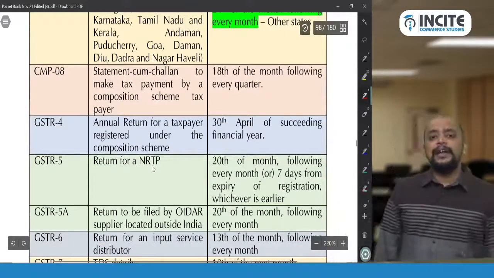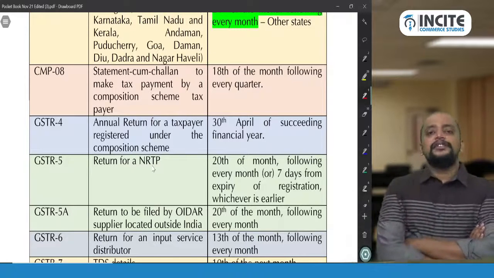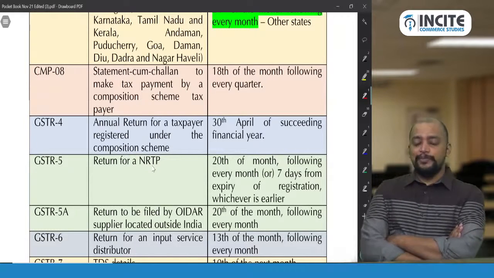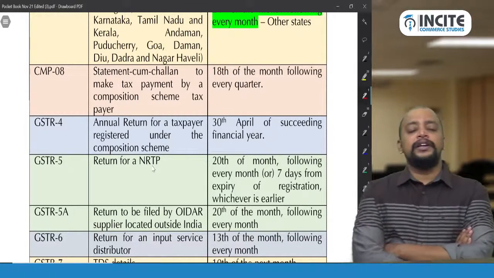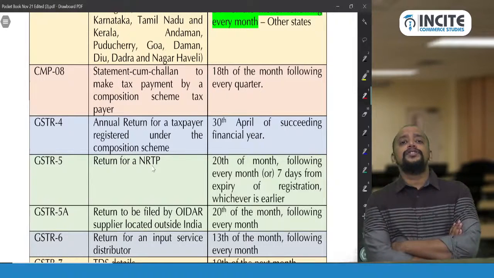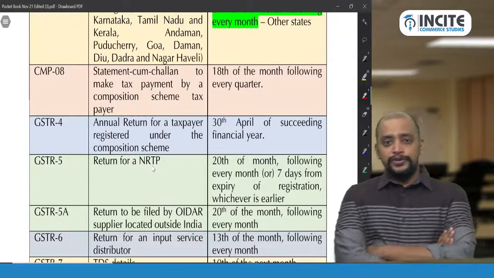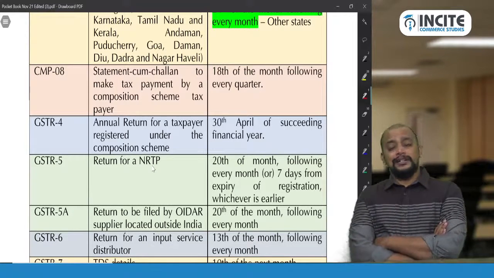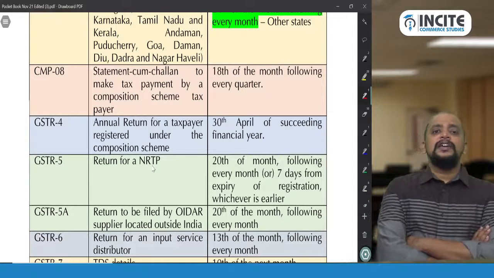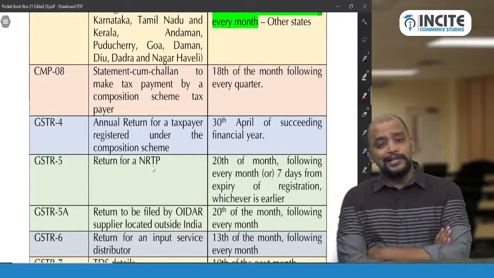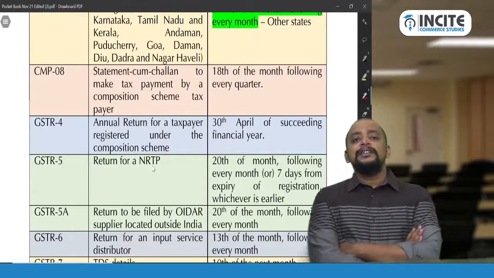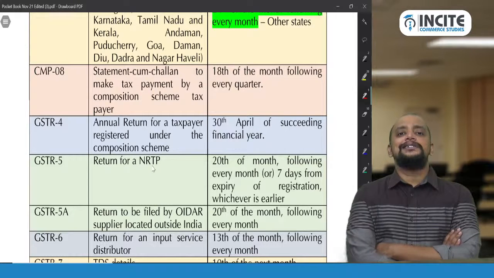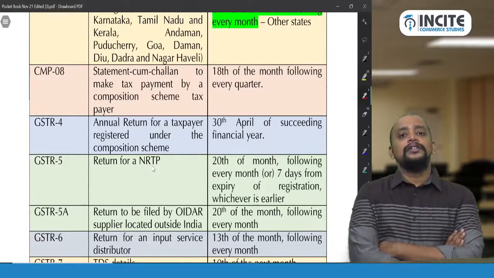Then CMP 8 is a statement that needs to be furnished by a person who is opting for the composition scheme. There is one problem with CMP 8. In registration, there is a point that if a person does not file 3 consecutive returns while opting for the composition scheme, then that person's registration is liable to be cancelled. Is that 3 quarterly returns or annual returns? Because now GSTR 4 is an annual return, not a quarterly return. In the place of GSTR 4, they added a statement called CMP 8. So whether we need to understand it as 3 quarterly statements or 3 annual returns.